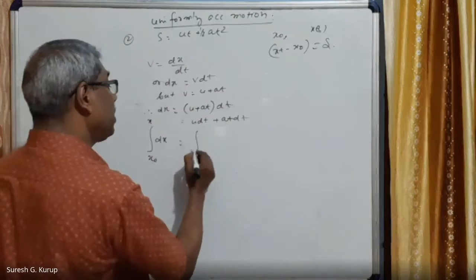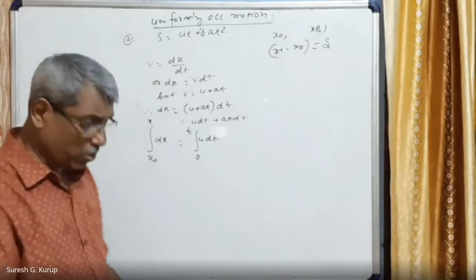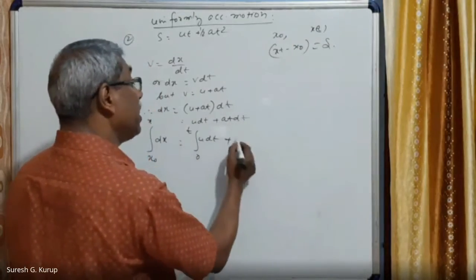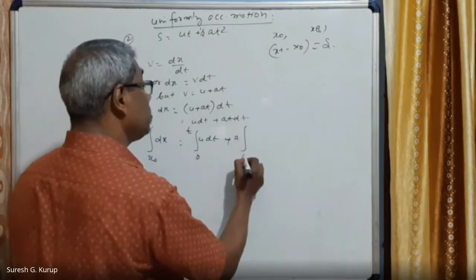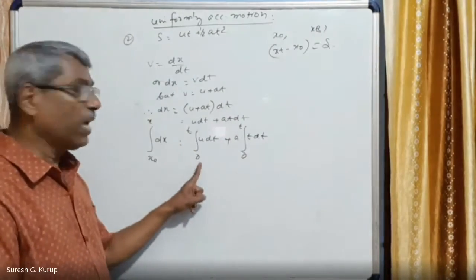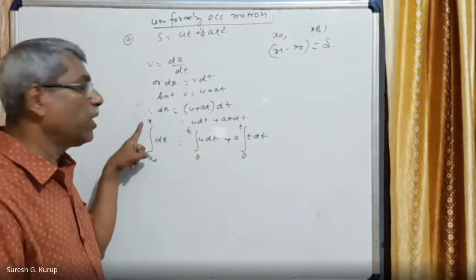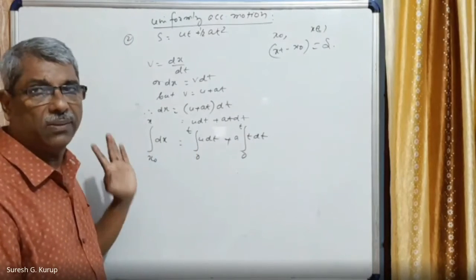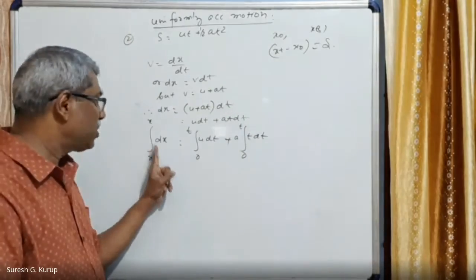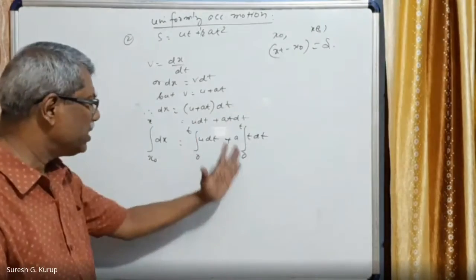Therefore, this is simply integral 0 to t of u dt plus integral 0 to t of at dt. a is a constant, taken outside: a times integral 0 to t of t dt. Right? Why 0 to t? Because when time was 0, the displacement was x0. When time is t, the displacement is x. The displacement part is integrated within limits of displacement, and this is integrated within limits of time. Now it is integrated.